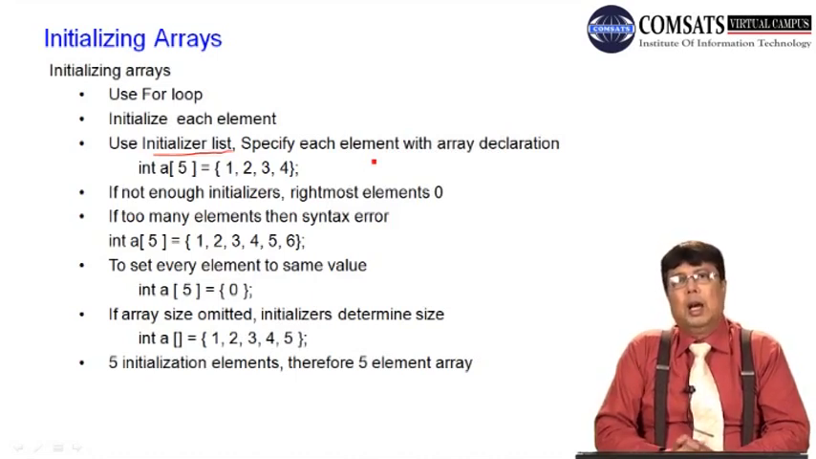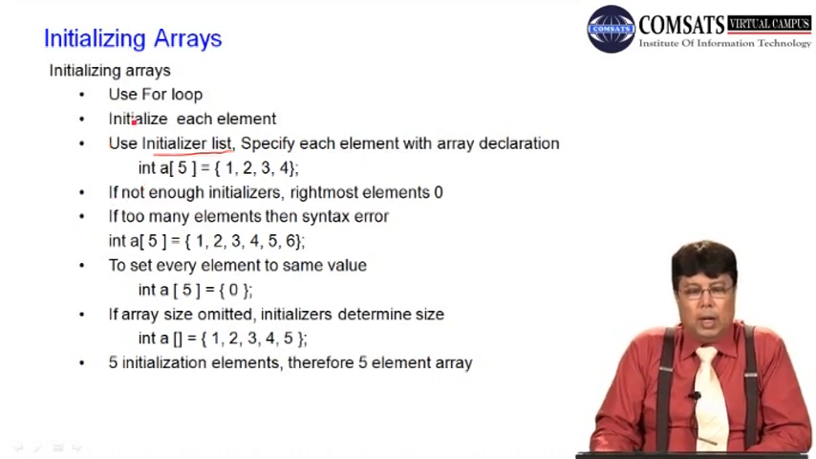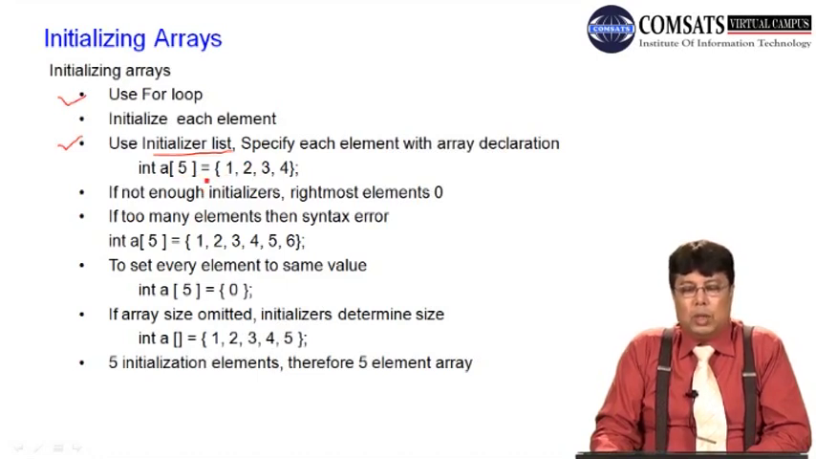The same goes with arrays: declaration, definition, initialization. So one way of initialization is the for loop. The second way is the initialization list. Here we have put 1, 2, 3, 4, so the size is 5. So a[0] is 1, a[1] is 2, a[2] is 3, a[3] is 4, and a[4] we need to provide here.